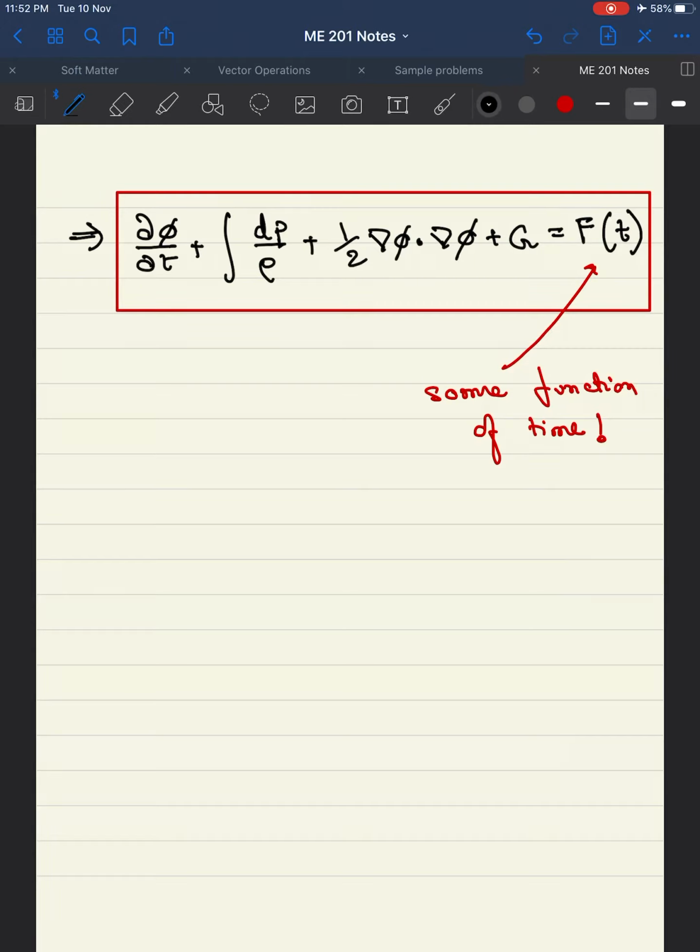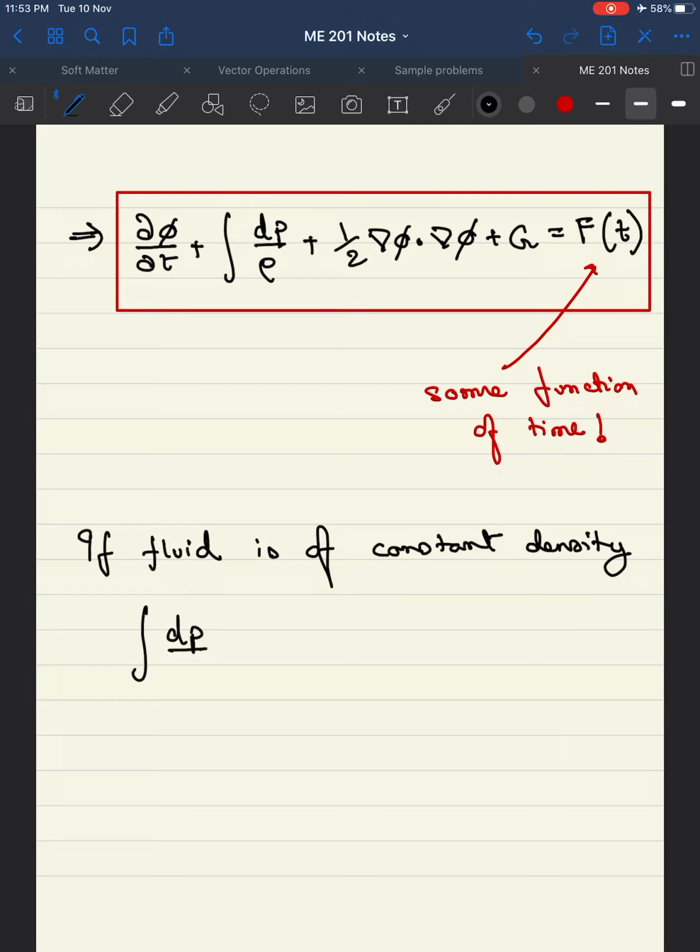So how do you evaluate this particular term? Now remember, this rho is inside the integral. So if the fluid is of constant density, not viscosity, sorry, if the fluid is of constant density, then this integral term dp by rho is simply nothing but 1 by rho integral dp, which is going to be what? P by rho. That would be very simple.